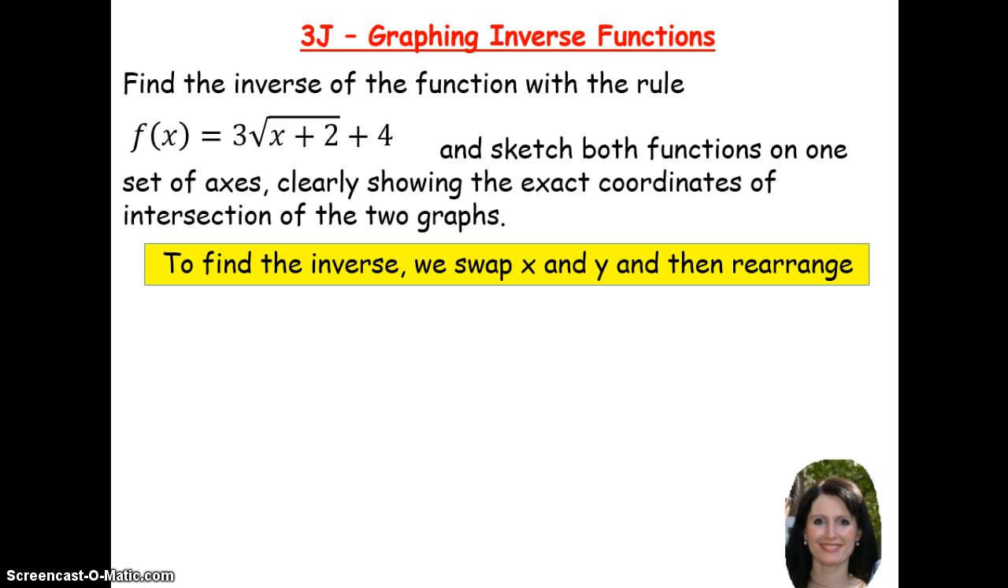Okay, so first of all we want to know how to find the inverse. There will be a separate video up about this, but for now we just have to know that we swap the x and y and then rearrange. So instead of y equals 3 root (x plus 2) plus 4, we're going to have x equals 3 root (y plus 2) plus 4. By rearranging, we end up with y equals, in brackets, (x minus 4) on 3, squared, minus 2.